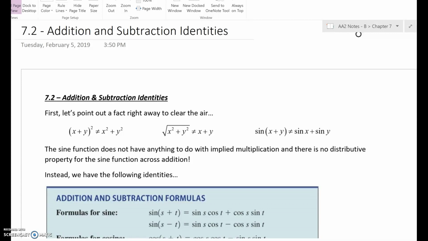And then the same goes for sine of (x + y). It does not equal sine x times sine y. So x plus y are two angles that you have to add together before you take the sine of them. You need to do what's inside the parentheses before you do the function of sine. It doesn't have anything to do with implied multiplication. There's no distributive property for the sine function across addition.